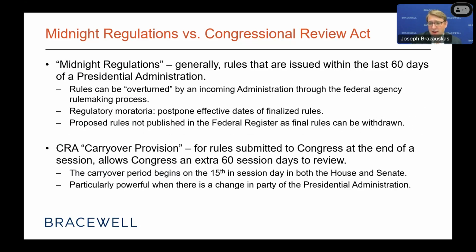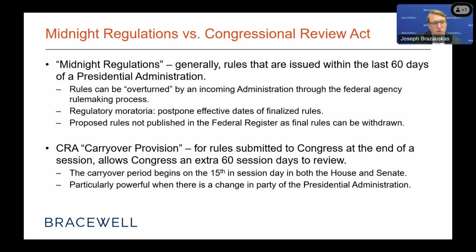So there are two ways, in fact, that these rules can be pulled back when there is a change in presidential administration. Generally speaking, midnight regulations are any rules that are issued within the last 60 days of a presidential administration. And these rules can be, quote, overturned by an incoming administration through the federal agency rulemaking process.